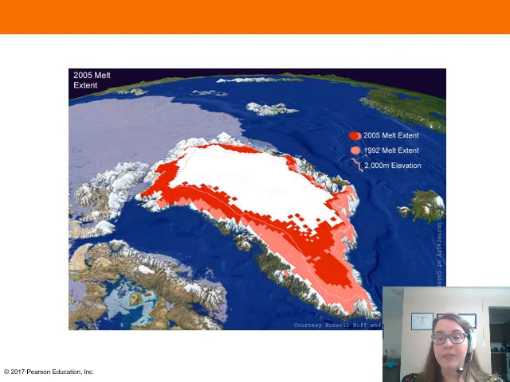This light pink color is showing us how much ice sat on top of Greenland in 1992. We fast forward a few years, and this red is showing us how much ice was there in 2005. This white area is how much ice was left in 2012. So we can see how much ice Greenland has lost within about 20 years. And we'll see that as our planet continues getting warmer, we're going to start losing this ice more and more rapidly.